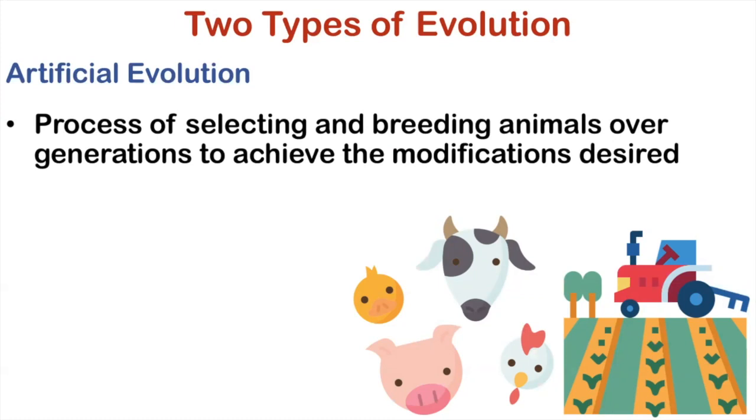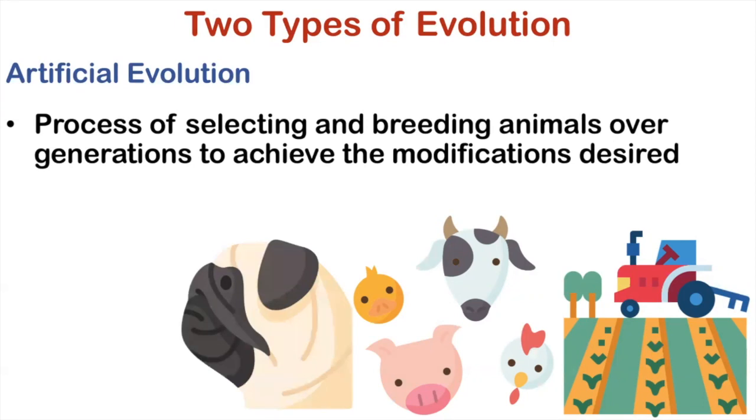This results in the production of crops, livestock, and even pets that resemble their wild ancestors, but with traits that have been selectively bred by humans. For example, they breed dogs, right? Like pugs. Some breeders change the size, temperament, and coat color to create different breeds.